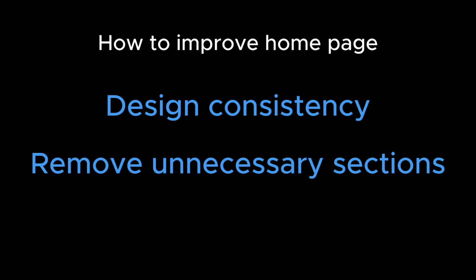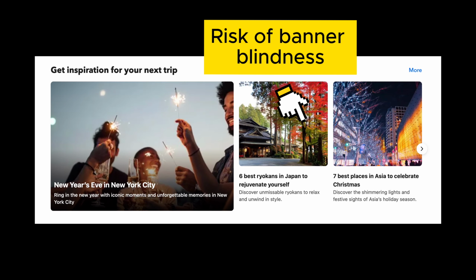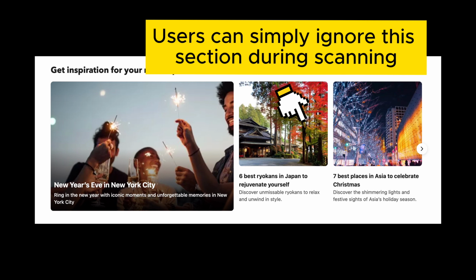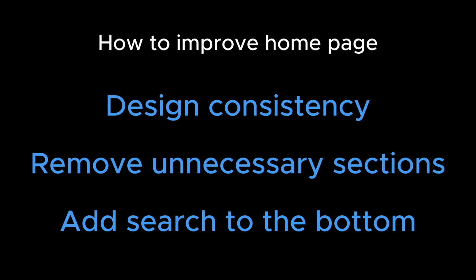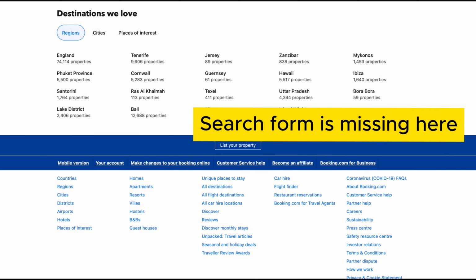Eliminate unnecessary sections. Sections like inspiration for your next trip currently look like banners, and they can cause banner blindness. It means that users will simply ignore this section when they scan the page. Add a search form to the bottom of the page to minimize interaction cost. Once users reach the end of the page, they don't need to scroll back to the top if they see a search form.